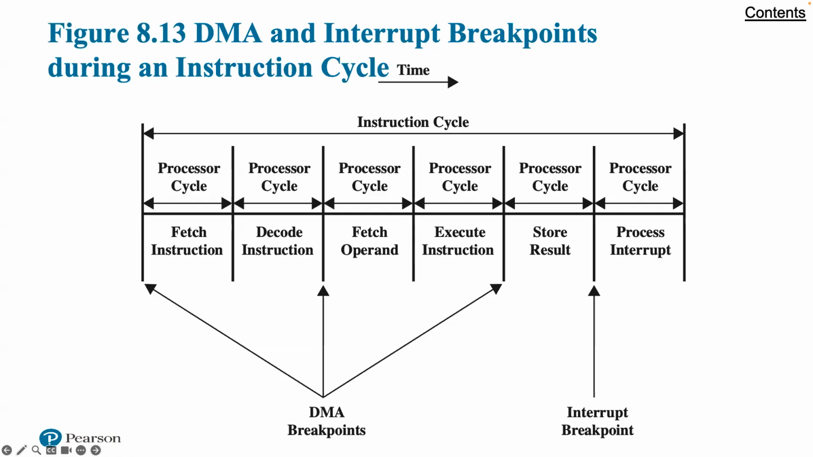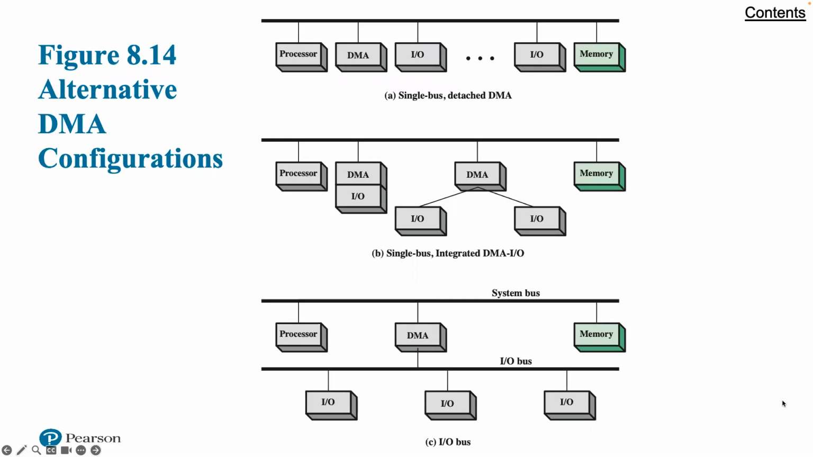The processor does not save a context and do something else. Rather, the processor pauses for one bus cycle. The overall effect is to cause the processor to execute more slowly. Nevertheless, for multiple-word I/O transfer, DMA is far more efficient than interrupt-driven or programmed I/O. So now we have a better sense of each one of these scenarios.